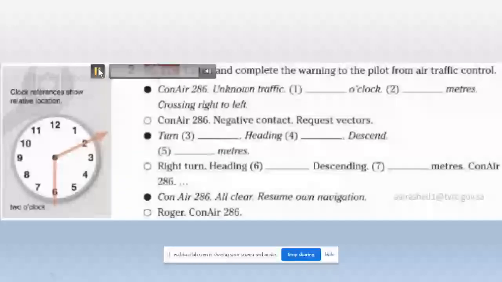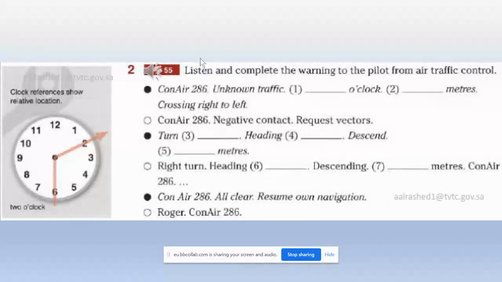Unit 10, recording 55. Conair 286, unknown traffic, 2 o'clock, 150 meters. Crossing right to left. Conair 286, negative contact. Request vectors. Turn right, heading 045. Descend 85 meters. Right turn, heading 045. Descending 85 meters. Conair 286. Conair 286, all clear. Resume own navigation. Roger. Conair 286.